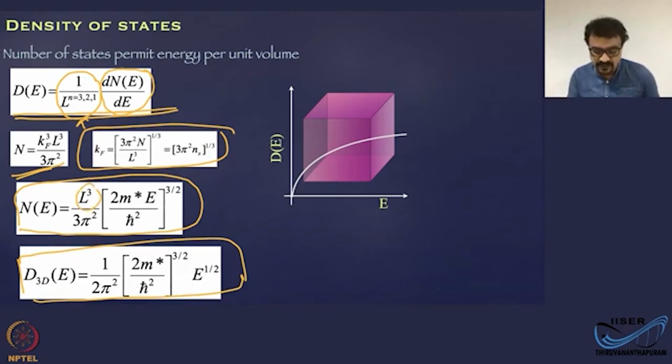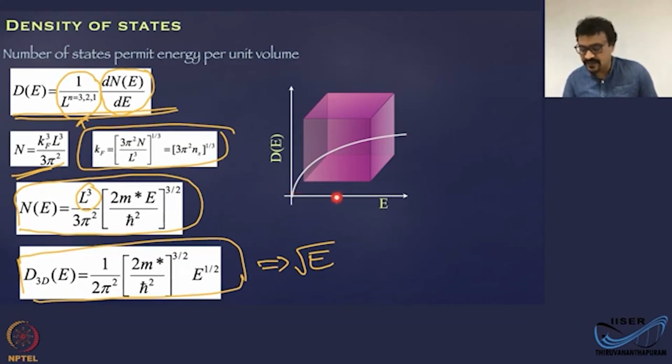So that is why you put L cube here. For a 2-dimensional solid, you will replace this L cube by L square. For a 1-dimensional system, you will replace it by L. Correspondingly, there will be changes in the Fermi wave vector also. That also you need to consider. So what we are saying here is the density of states for a 3-dimensional system is proportional to E to the power 1/2, or square root of energy. So this curve here represents the density of states as a function of energy for a 3-dimensional solid.